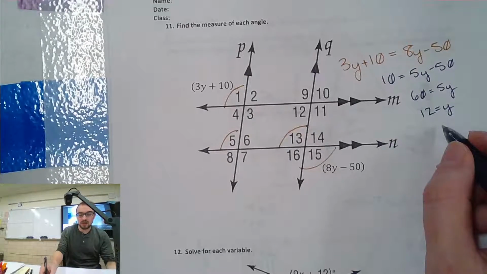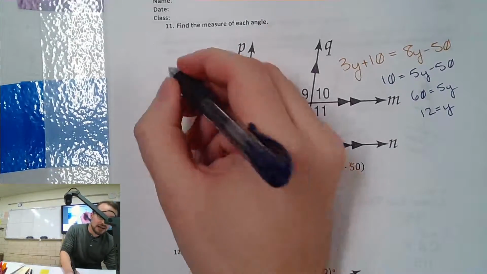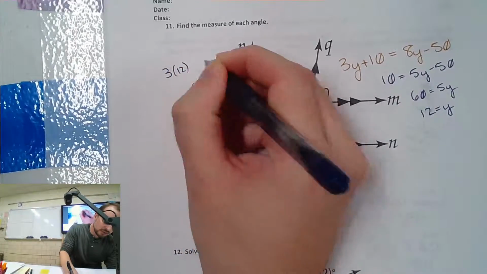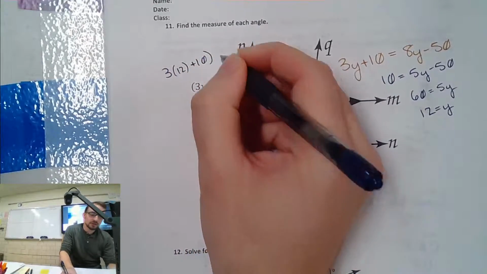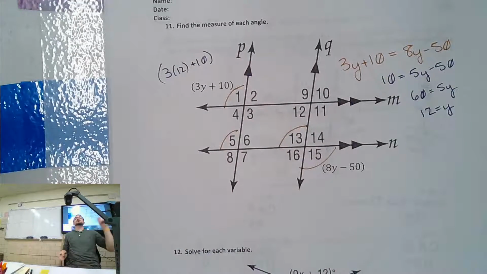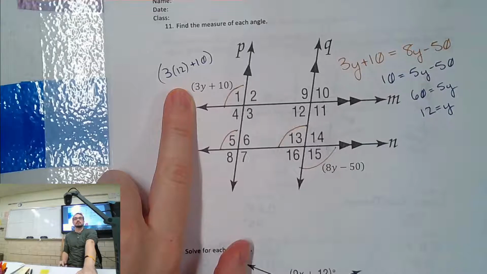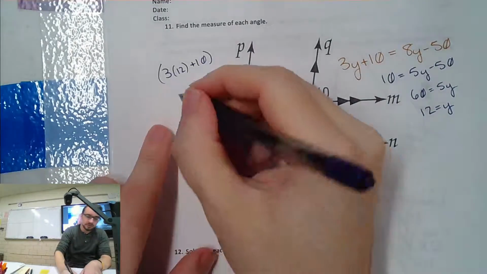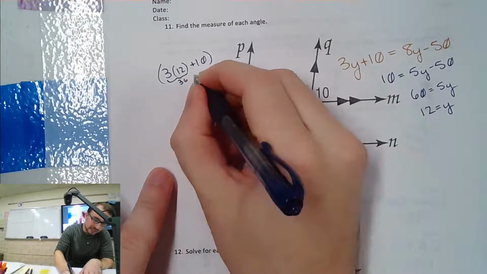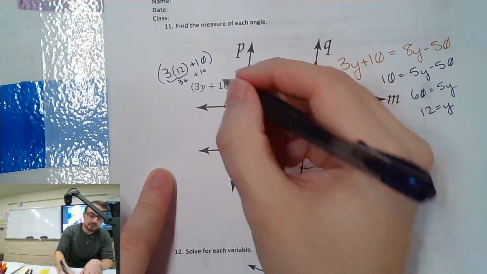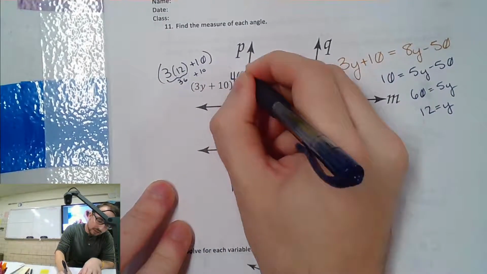So y is 12. Now I gotta wait for you. So now we got to plug stuff back in. So over here, I've got 3 times 12 plus 10. You can do that in your head. What's 3 times 10? Think of an easier problem. 3 times 10 instead of 3 times 12. What's 3 times 10? 30. Well, we want 3 times 12, so that's 2 more 3s, right? 33, 36. So this is 36, and then we add 10. 46. 46 degrees.